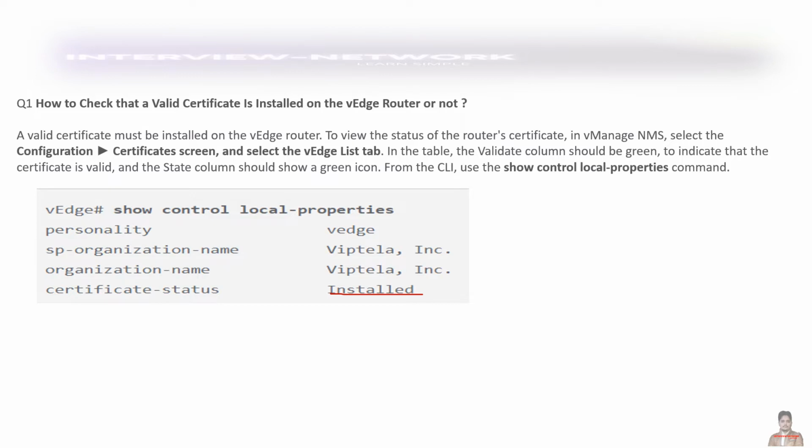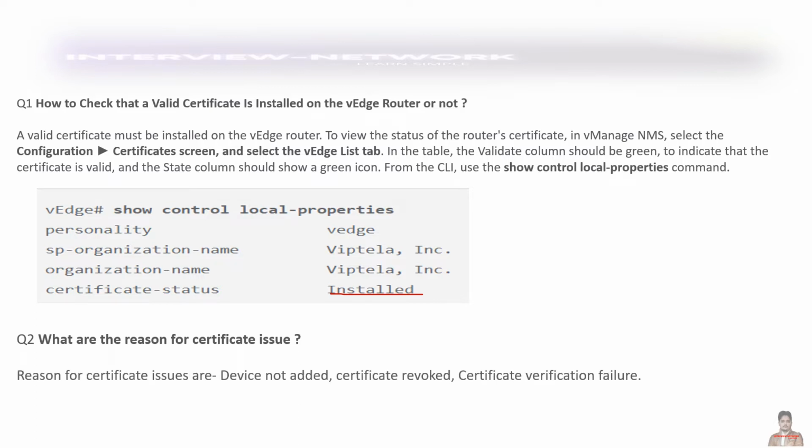Okay, so let's move to question number 2. What are the reasons for certificate issues? Reasons for certificate issues are device not added, certificate revoked, certificate verification failure. Because of any of these reasons, you might face an issue with the certificate, and once you face this issue, you have to restore it. How to do that, I will show in a later part of this PPT. So let's move to the next question.